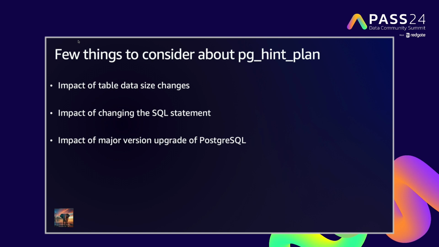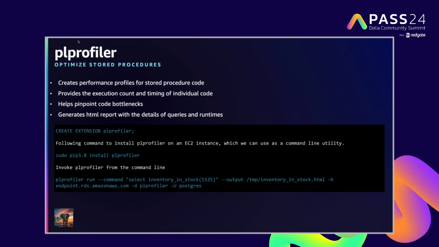It's also really cool. If you don't want to go change your application, there's actually a hints table that you can put the query ID and the hints you want, and it'll use it with the statement. So you can even go behind the scenes and have it change your execution plan. PL Profiler.